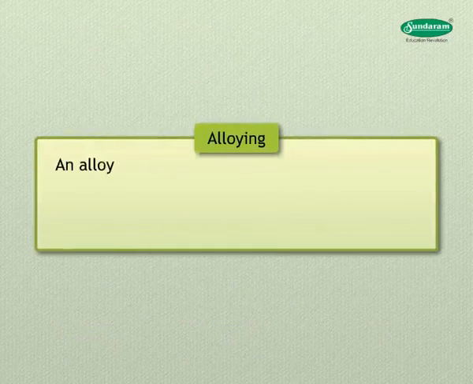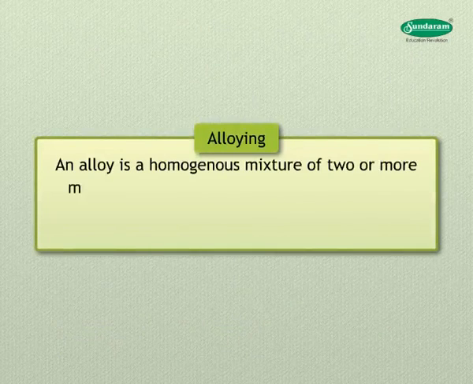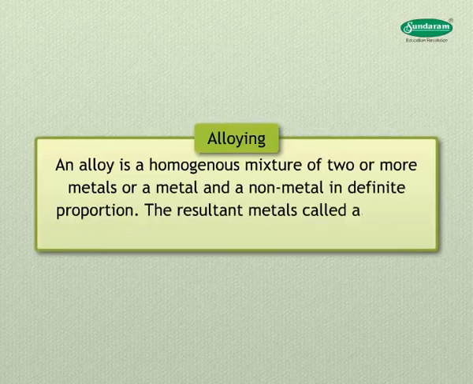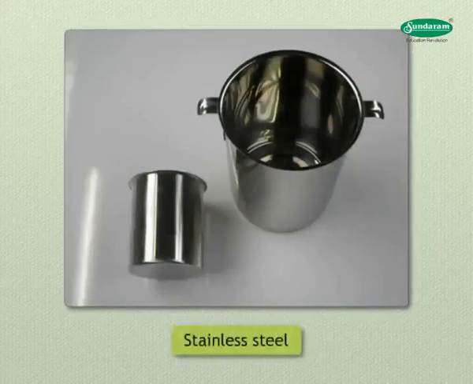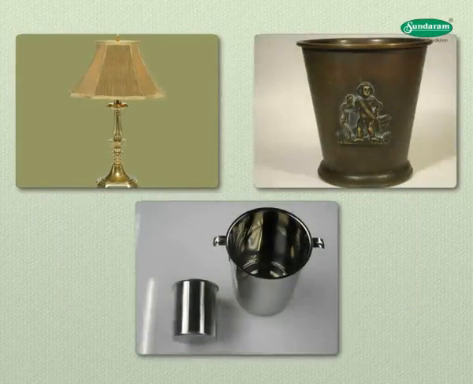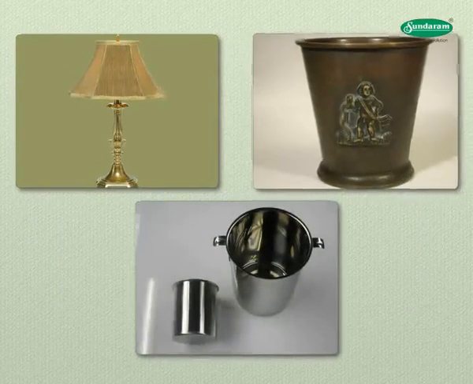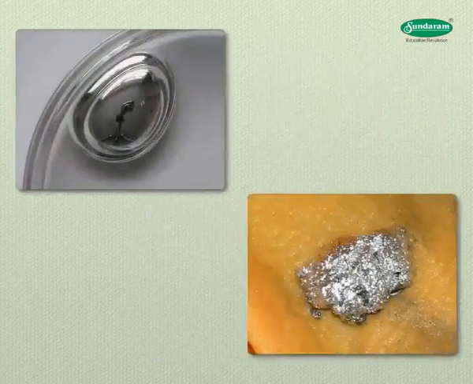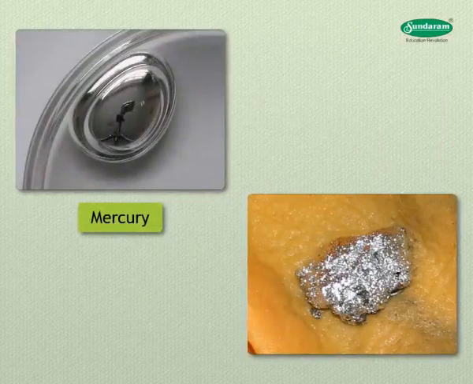Alloying. An alloy is a homogeneous mixture of two or more metals or a metal and a non-metal in definite proportion. The resultant metals, called alloys, do not corrode easily. Examples: brass, an alloy of copper and zinc; bronze, an alloy of copper and tin; stainless steel, an alloy of iron, nickel and chromium. If one of the metals is mercury, then the alloy is known as an amalgam.